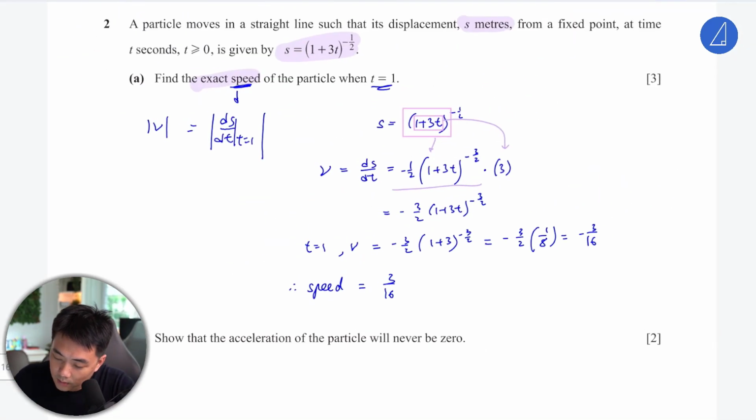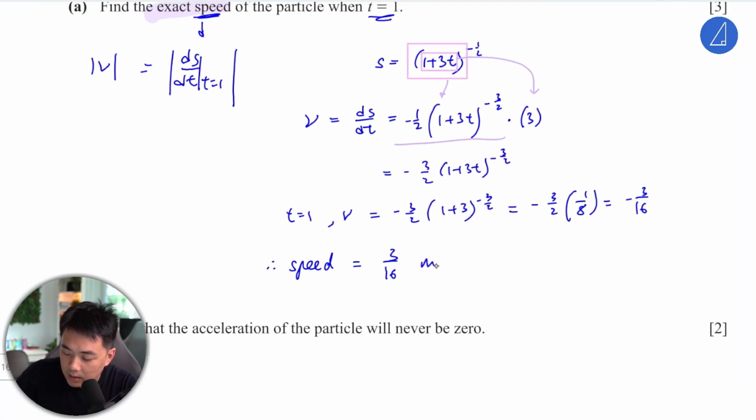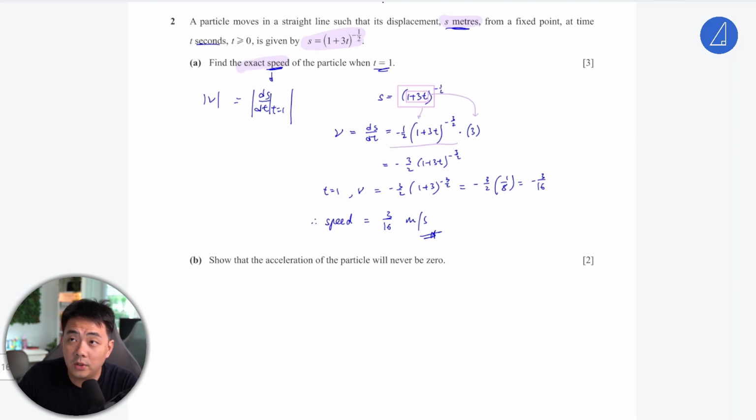What's the unit that we got? Meters per second. So the speed is in meters per second. That's great. Now, show that the acceleration of the particle will never be 0.